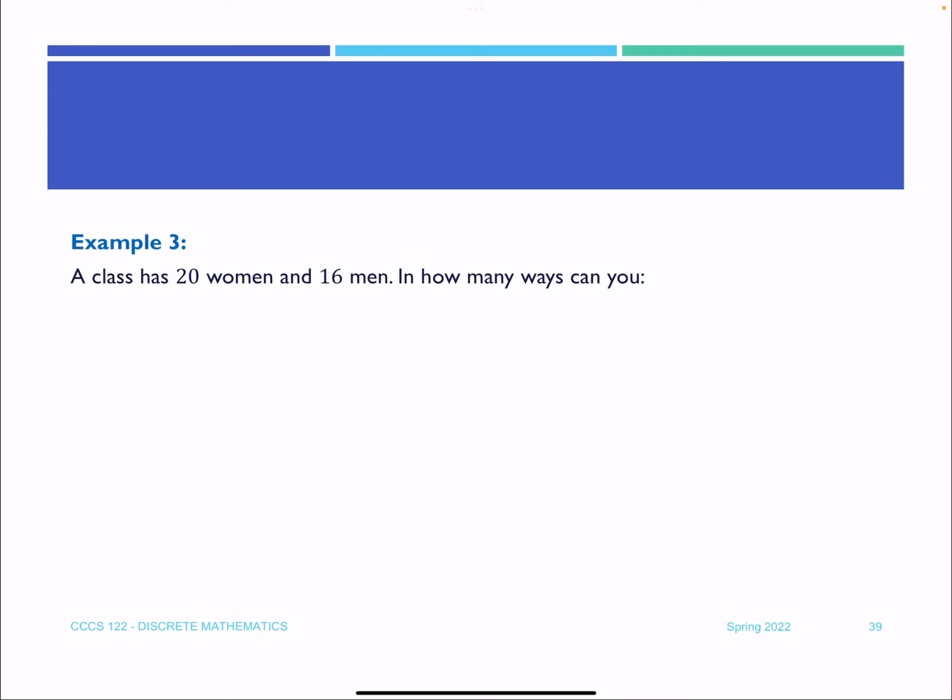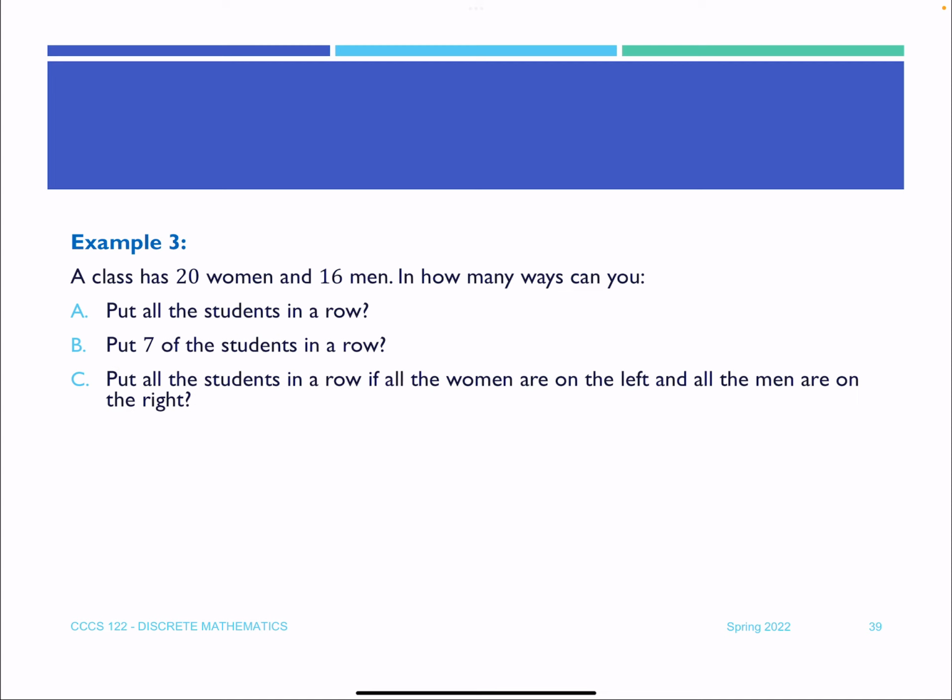A class has 20 women and 16 men. In how many ways can you put all the students in a row? So, in how many ways? It means that we're talking about order. Okay, so keep that in mind. Sequence, order will matter here. Put 7 of the students in a row. Put all the students in a row if all the women are on the left and all the men are on the right.